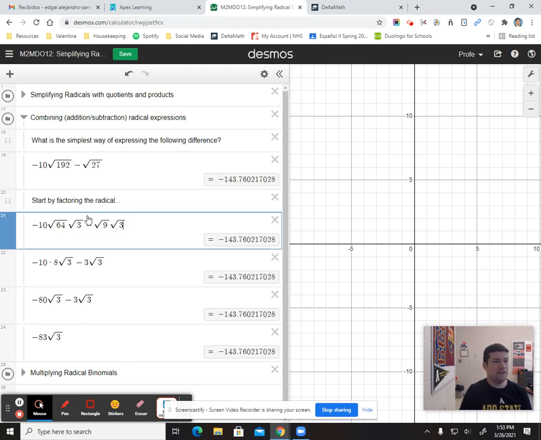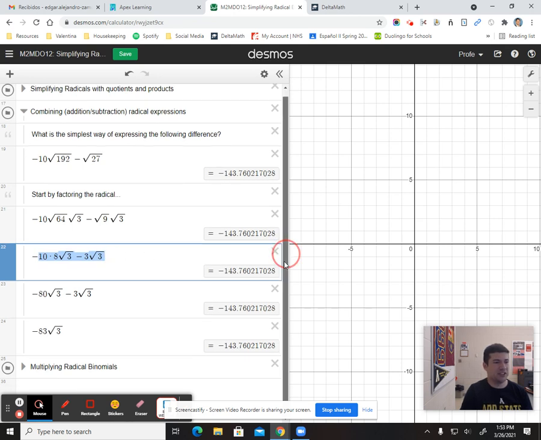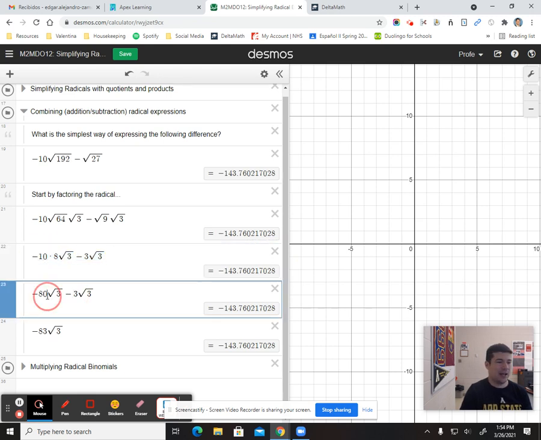This is convenient because both of these have a root 3. That means they are like terms. So let's clean this up a little bit. The square root of 64 is 8, and the square root of 9 is 3. I keep entering my expressions into Desmos to make sure that I'm still at negative 143.76. Next, I'm going to combine my negative 10 multiplied by my 8. That's negative 80. So I got negative 80 square root of 3 minus 3 square root of 3.